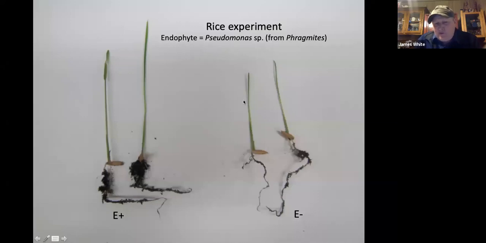Here's the one with no microbes, where we left them off, E-. And you can see there's almost no soil, very little soil adhering. There's also very few root hairs there. The root hairs were suppressed. So it makes a huge difference in terms of development.